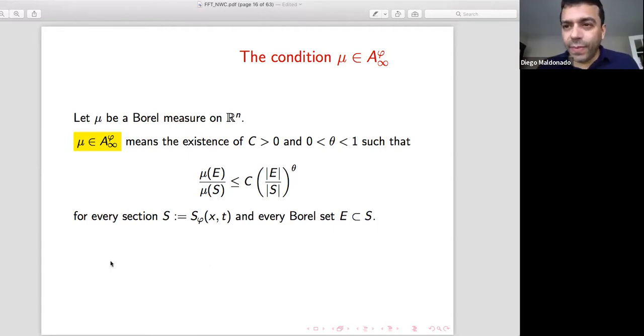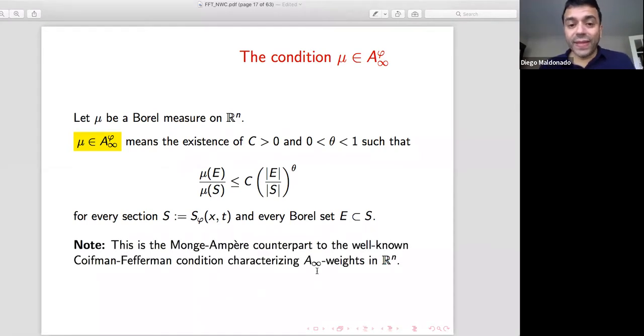And you may recognize this. This is just the counterpart. We have changed the geometry. Instead of a ball here, we have a section. This is just the famous Coifman-Fefferman characterization of Muckenhoupt weights, of A infinity Muckenhoupt weights. So all we're doing is changing the geometry. Instead of putting Euclidean balls here and there, just use the sections.